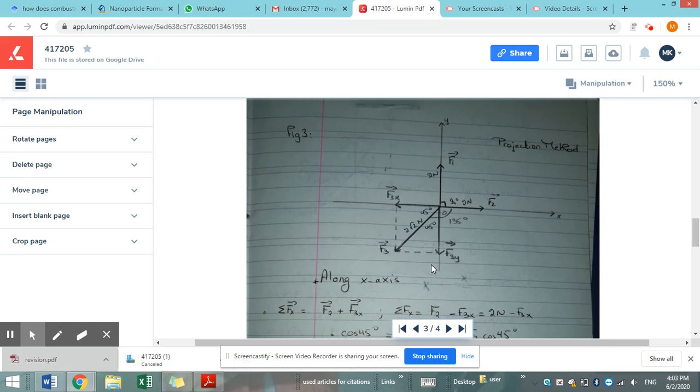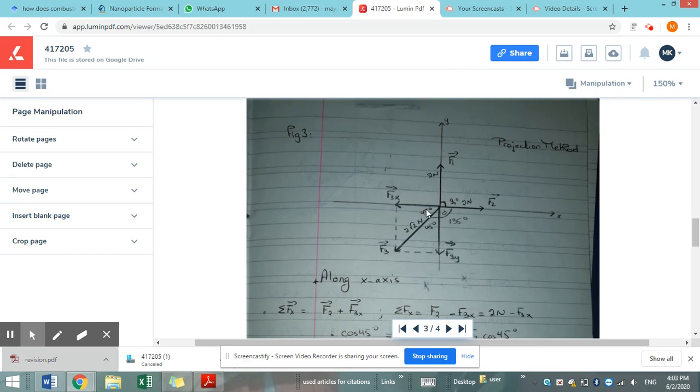Now I'm going to use the projection method in order to solve this problem. By projection method, I mean that I want to find the x component of each force and the y component of each force, and then add all the x components together and all the y components together.